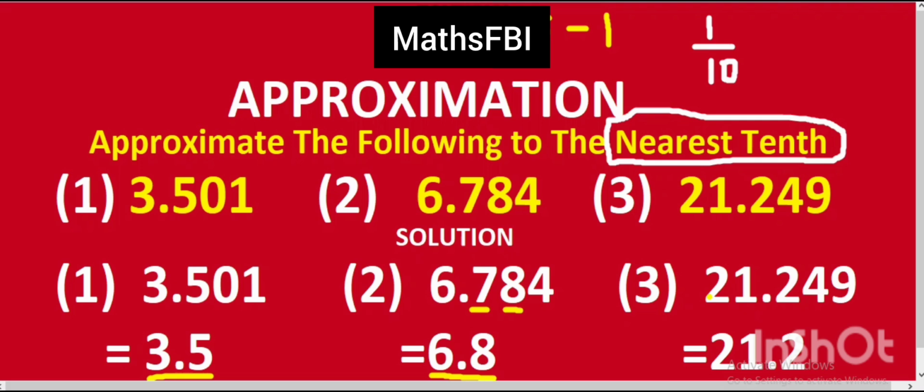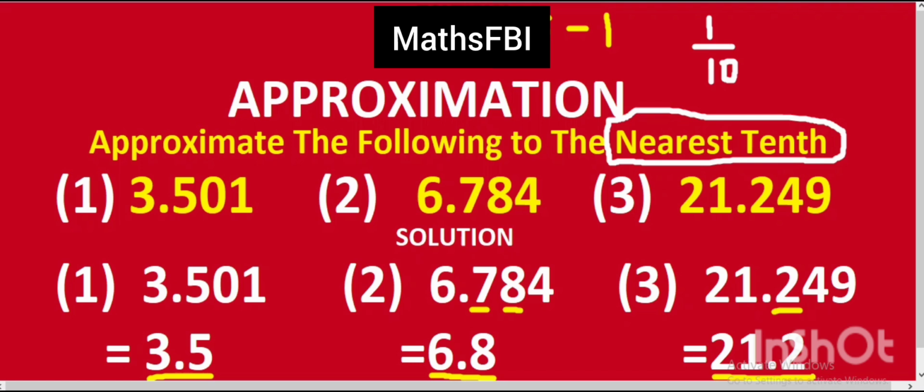Question number 3. Following the same principle, this is our target and the number next to it is less than 5. What do we do? We round this number 4 down to 0 and add to this 2. 0 plus 2 is 2. So that's how we arrive at having our answer to be 21.2.